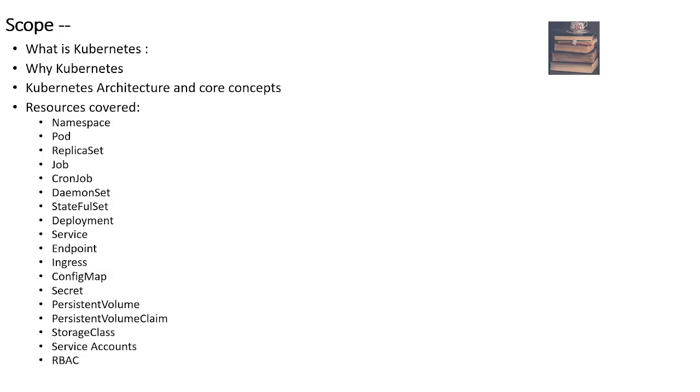Below are the resources: namespace, pod, replica set, jobs, cron job, daemon set, stateful set, deployment, service, endpoint, ingress, config map, secret, persistent volume claim, storage class, service accounts, and the RBAC. RBAC stands for role-based access control.